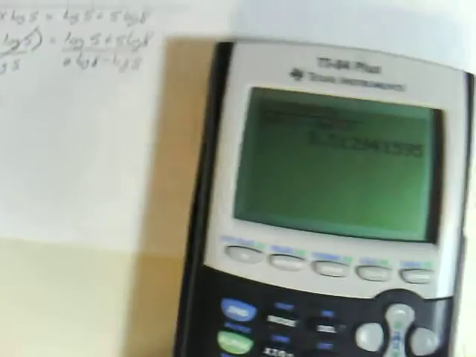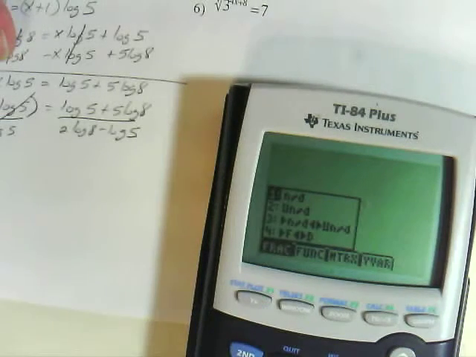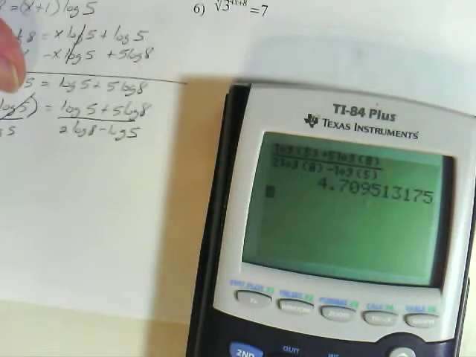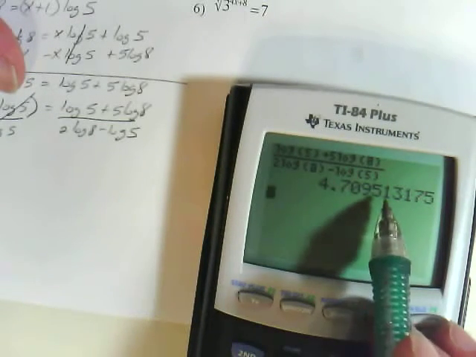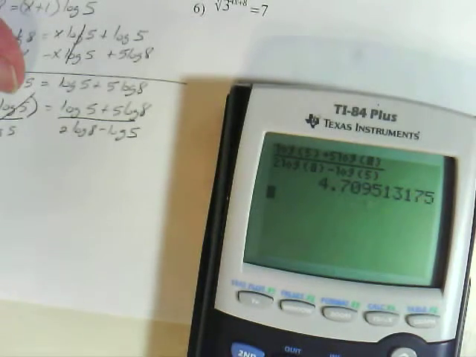And my approximation, again with a calculator. Let's see, clear this out. Alpha F1, my numerator, log of 5, close parentheses, plus 5 log of 8, close parentheses, in the denominator, 2 log of 8, close parentheses, minus log of 5, close parentheses, and I get 4.709, but that 9 is going to, the 5 is going to affect the 9, so this is going to round off to 10, so 4.710.